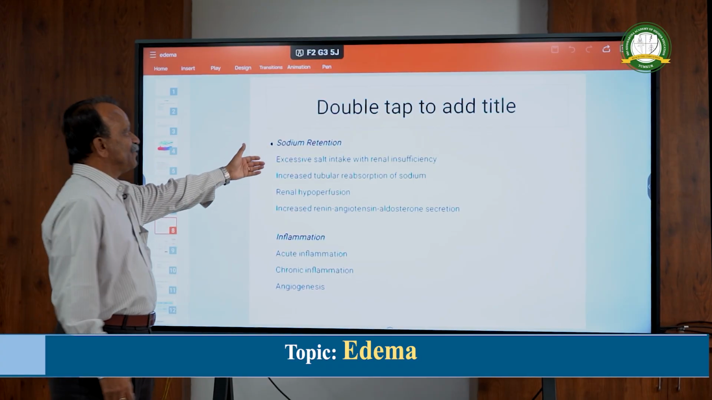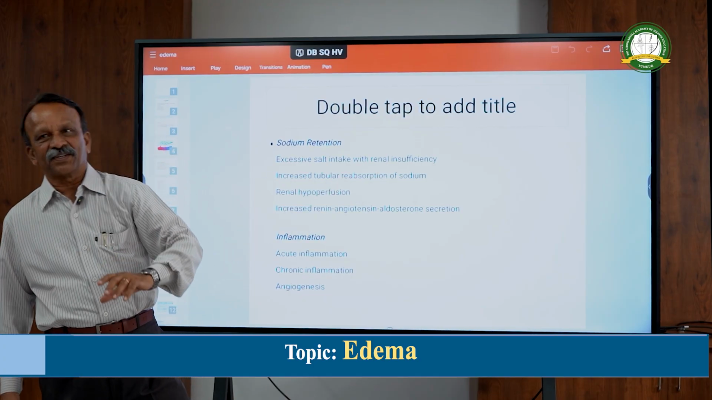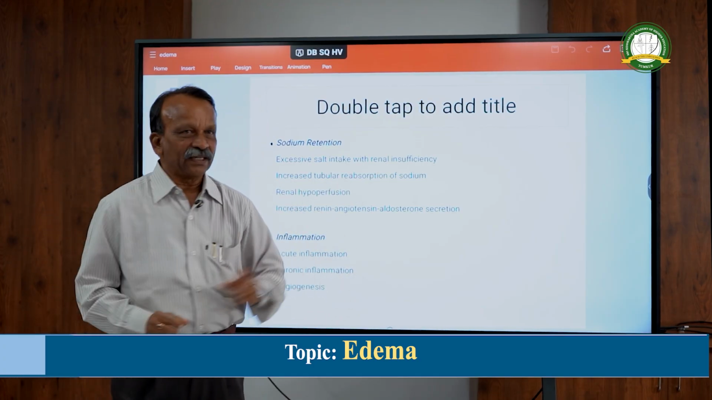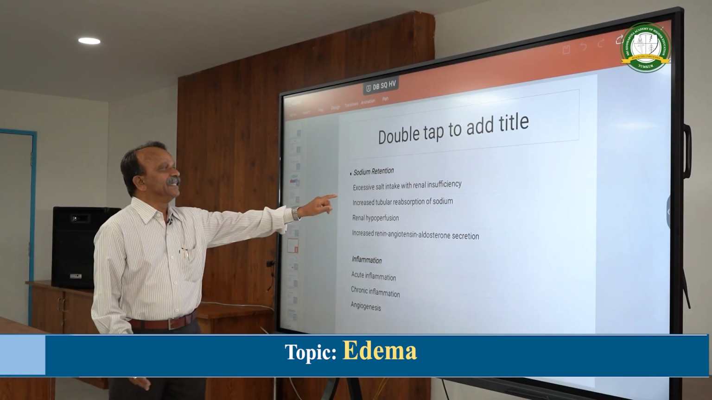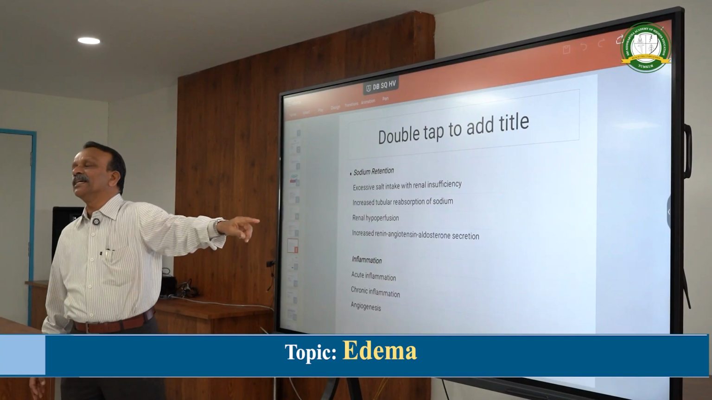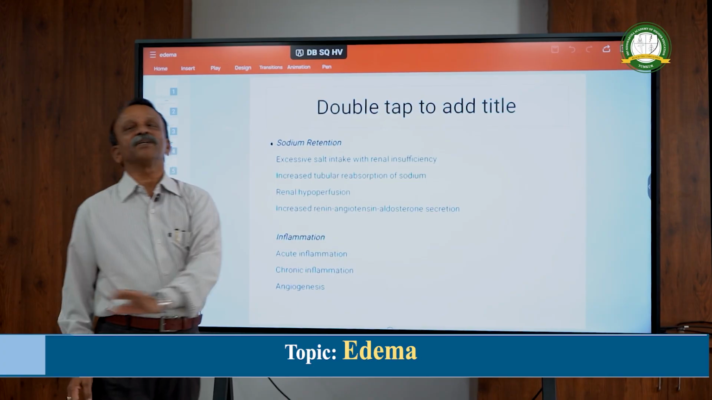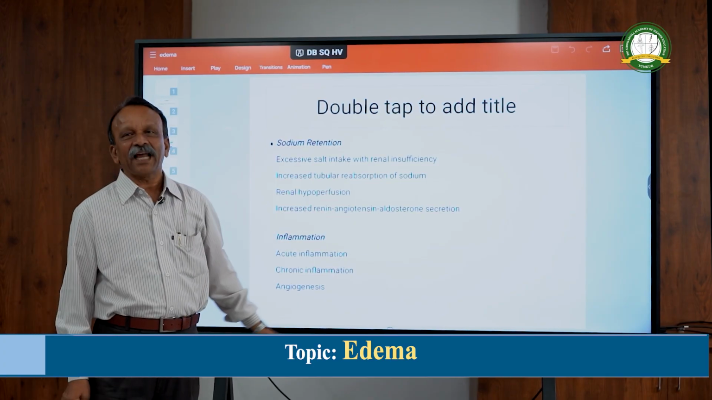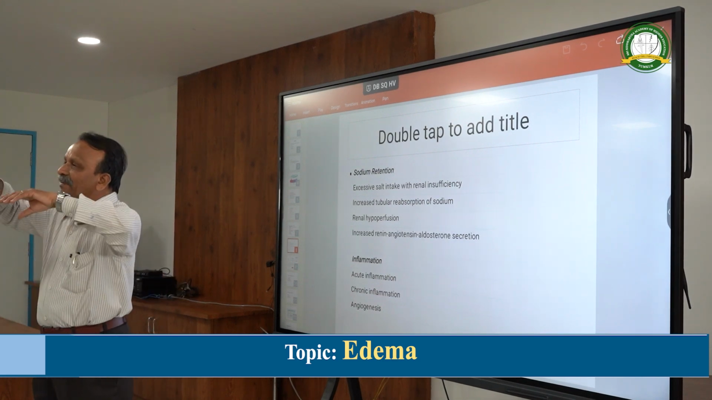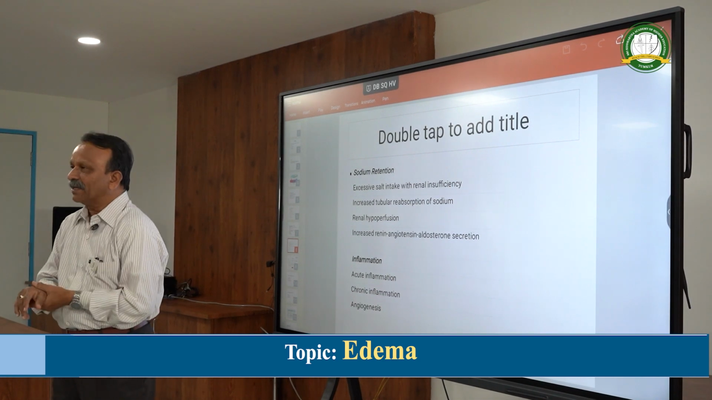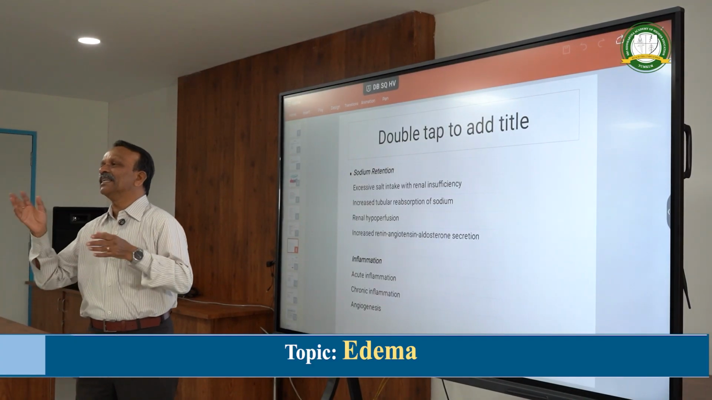Next is retention of sodium and water. Excessive salt intake with renal insufficiency. Suppose there are any renal disorders, if the patient takes some more amount of salt, then it results in sodium retention, resulting in water retention also, that is increased tubular absorption of sodium, which results in renal hypoperfusion and an increased renin angiotensin aldosterone mechanism. Then there will be retention of volume in the blood vessels, thus resulting in a rise in the hydrostatic pressure, thus resulting in the edema.